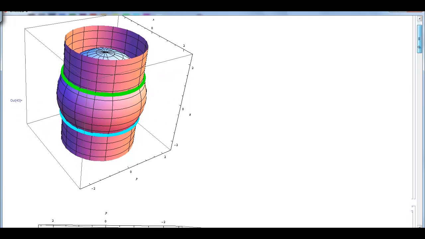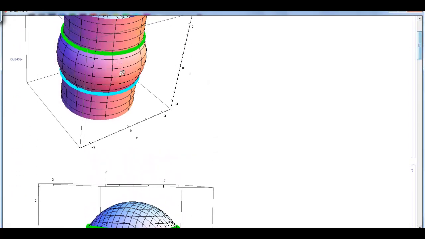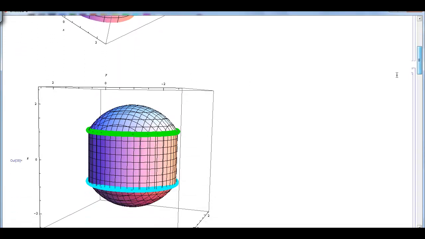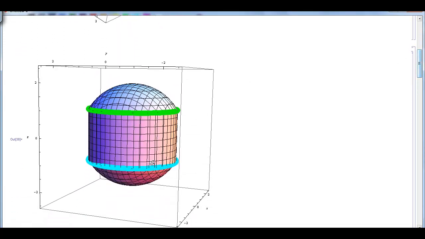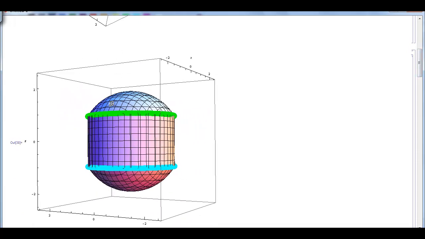So a picture of just the part we're looking for is right here. And I've got these green and blue circles. It's the circles of intersection, one on top and bottom, just so you can see what they'd look like on this figure here. So this is the solid whose volume we're trying to find.